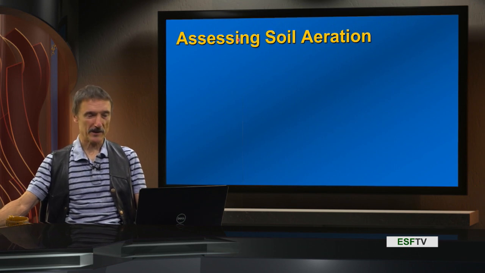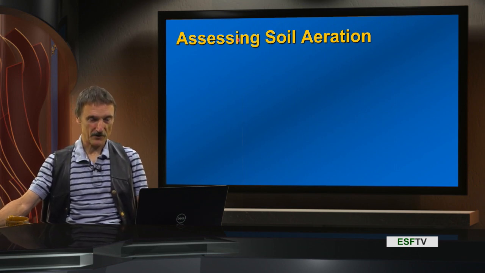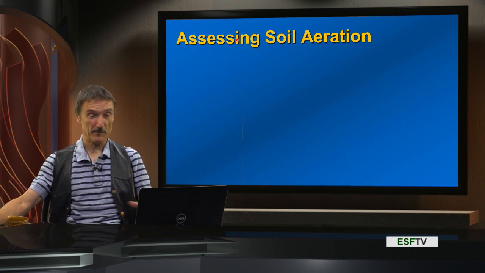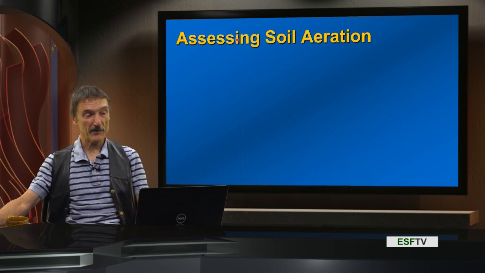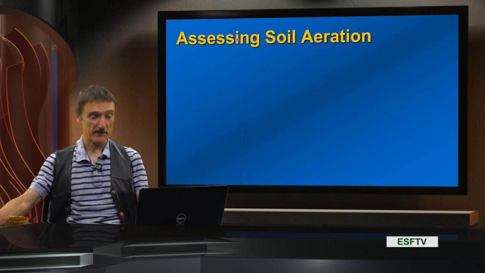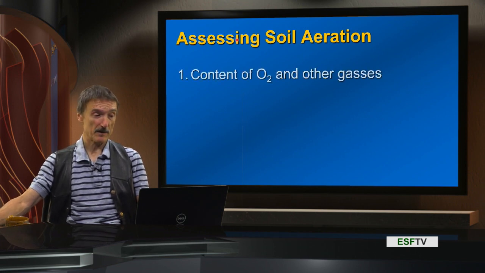How do we assess soil aeration? We've defined it. We've shown the major mechanism. There's diffusion. There's a little bit of mass flow, but diffusion is largely the major one. And so how do we assess it? That's the subject of this. We have a variety of ways to quantify it and describe it with metrics.